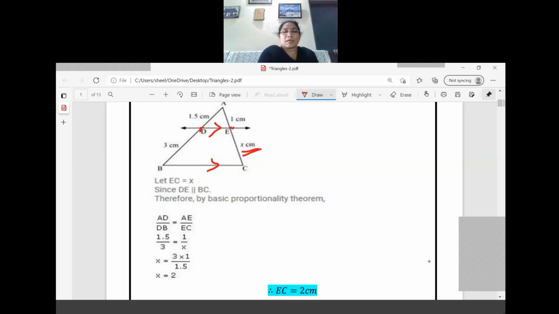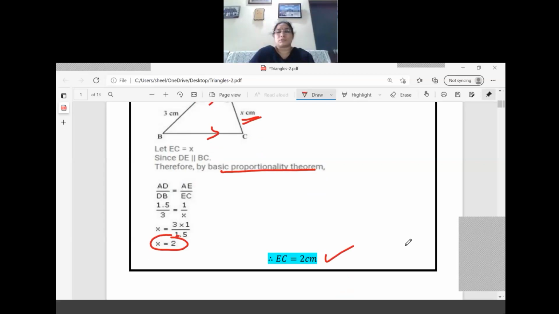So what is the value we are getting? X equals 2. What is the meaning of this? EC equals 2 centimeter. So we have applied the direct theorem here, that is the basic proportionality theorem. One parallel line is given, based on that we are writing. You can go for a direct substitution of values also: 1.5 by 3 equal to 1 by X, or 1 by EC, and we can solve for EC equal to 2 centimeter.